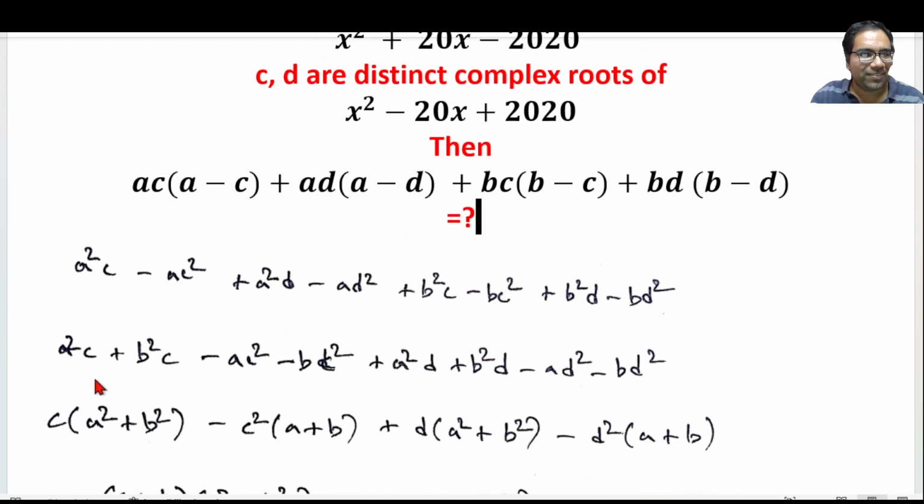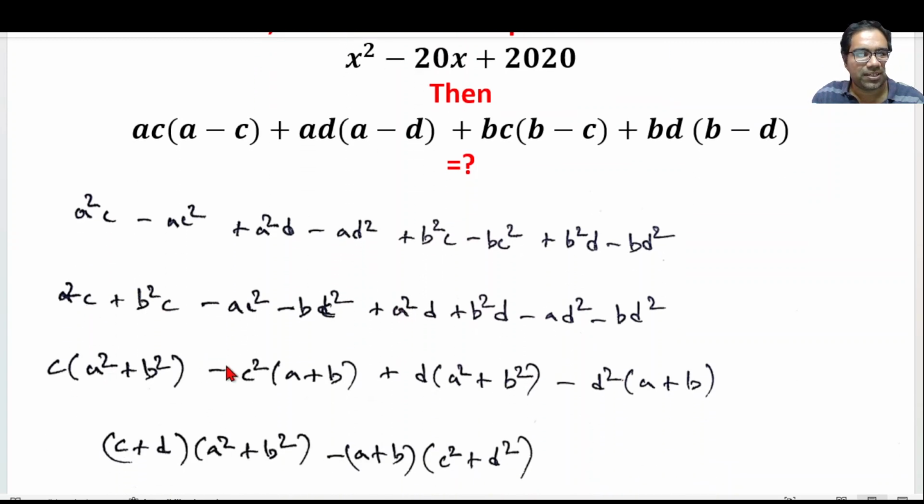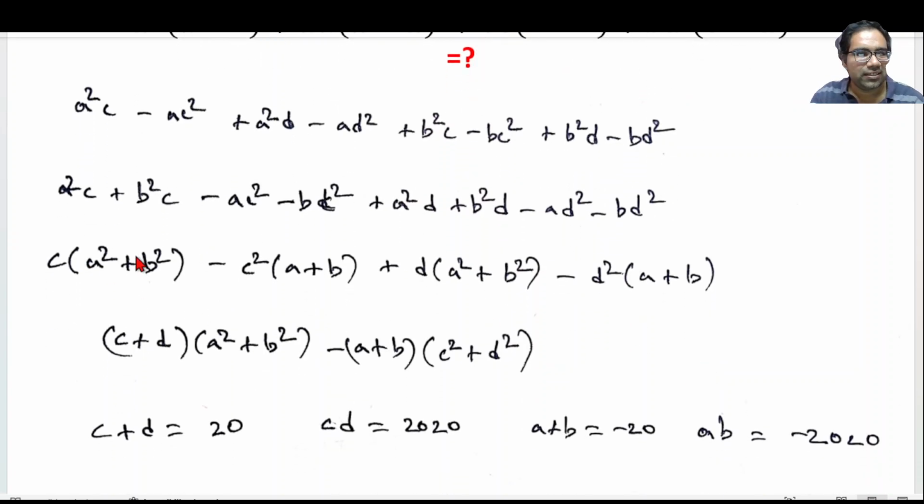Right, guys. Now, if we take C common, this becomes C into A square plus B square minus C square into A plus B, plus D into A square plus B square minus D square into A plus B. If you see, C into A square plus B square and D into A square plus B square, and C square into A plus B and D square into A plus B. Now again, let's group this and this. These terms will become C plus D into A square plus B square. Similarly, this one will become minus C square into A plus B minus D square into A plus B. If you take minus A plus B common, minus A plus B into C square plus D square.